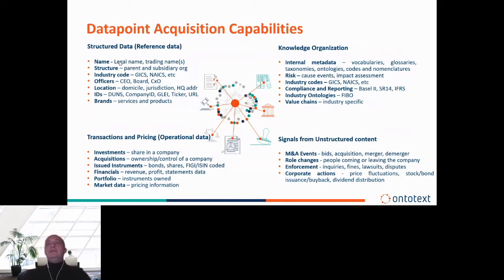And when we start to describe what data we deal with, let's say this slide is most focused again on the entity type of data. This is typical structured data, your reference data, which lives in reference data systems nowadays. So we have examples like the name, the structure, the industry code, and so on, of, let's say, a company or organization.